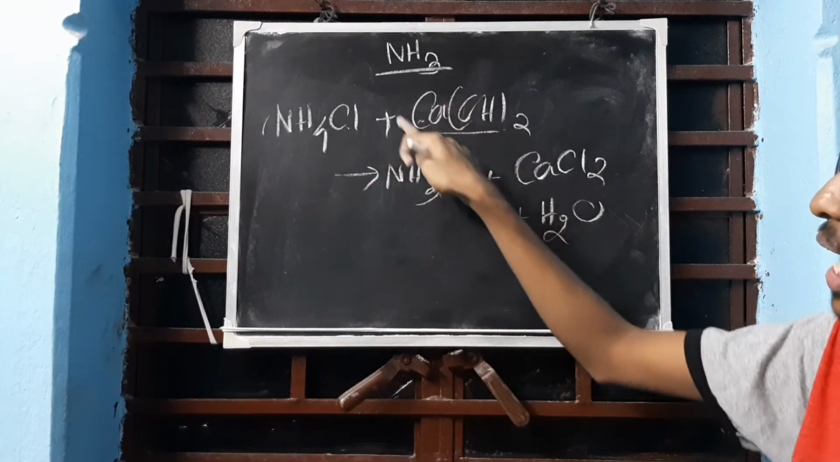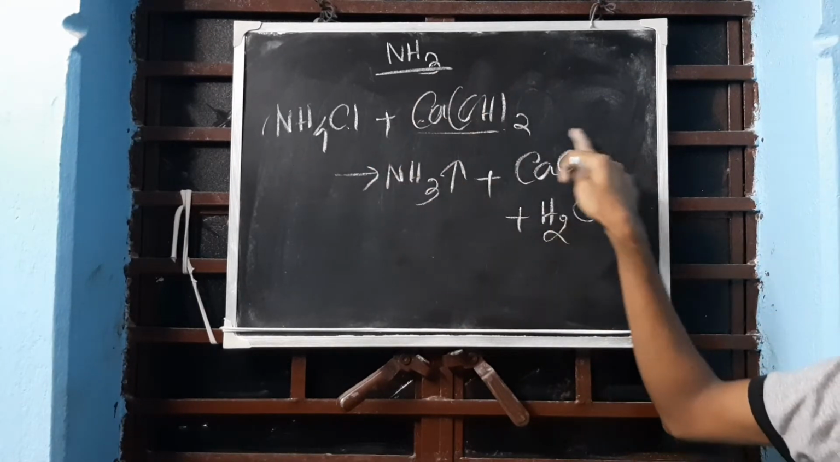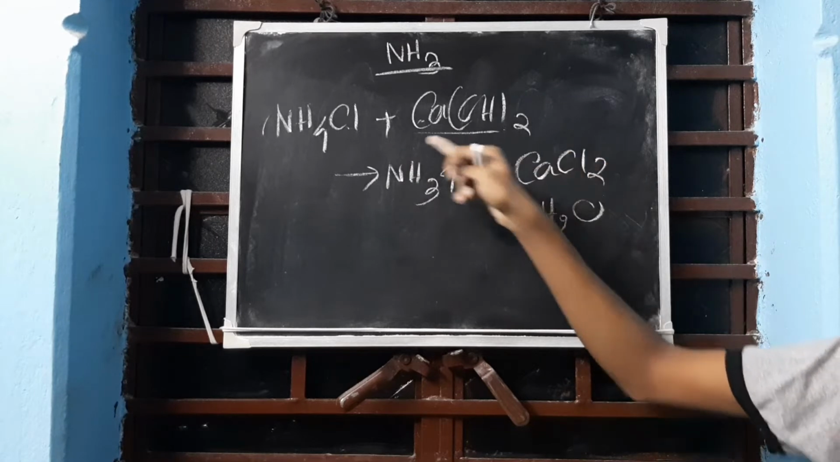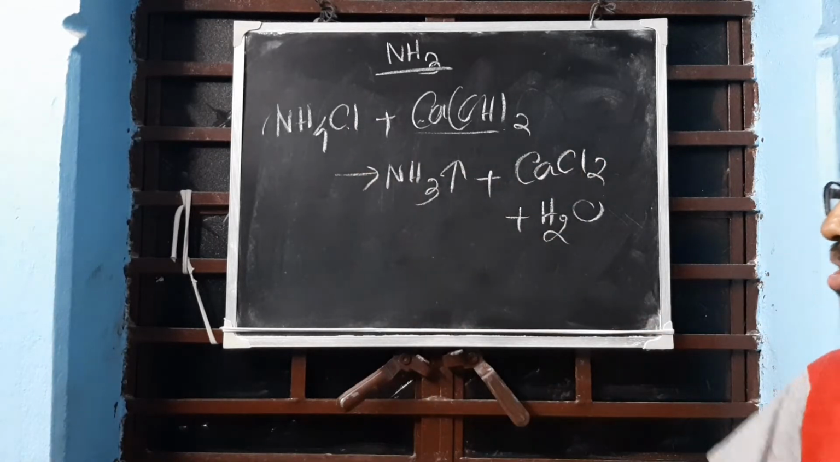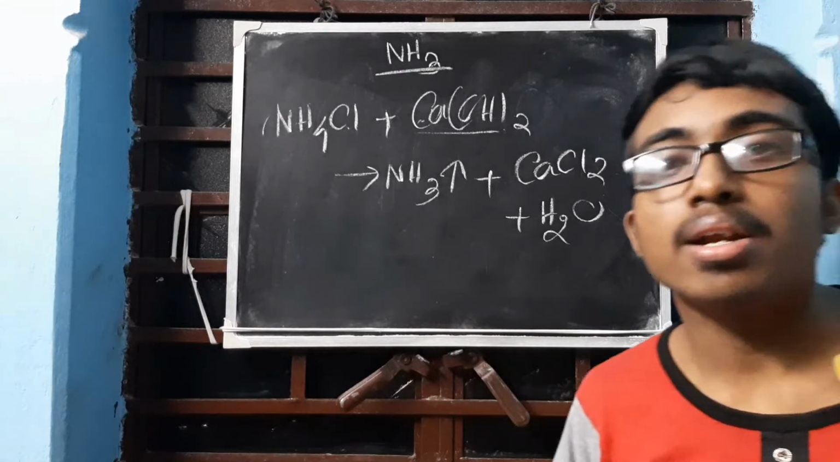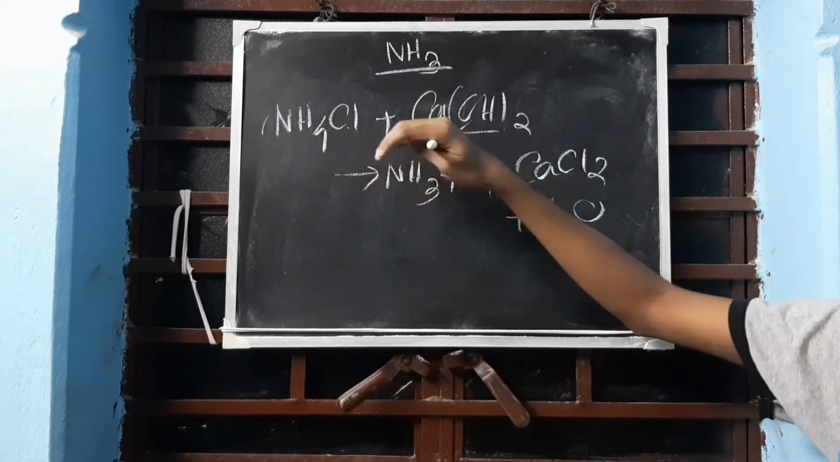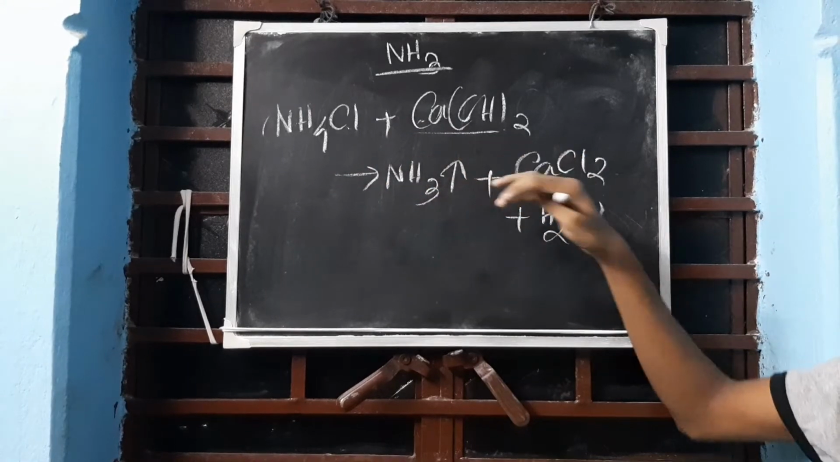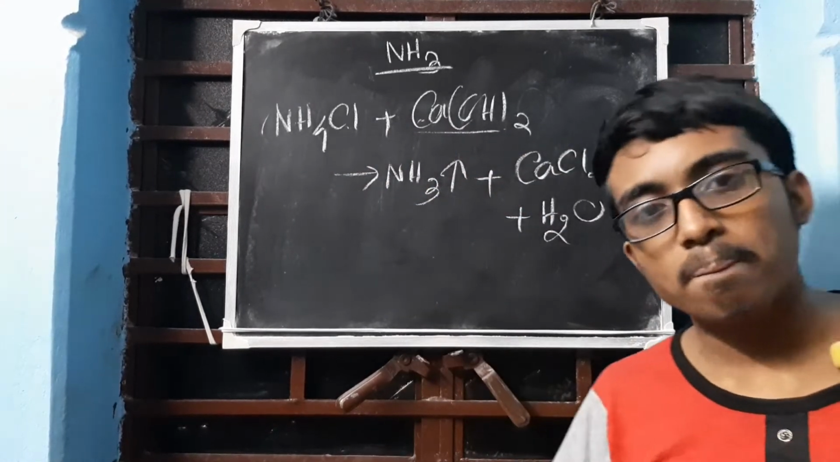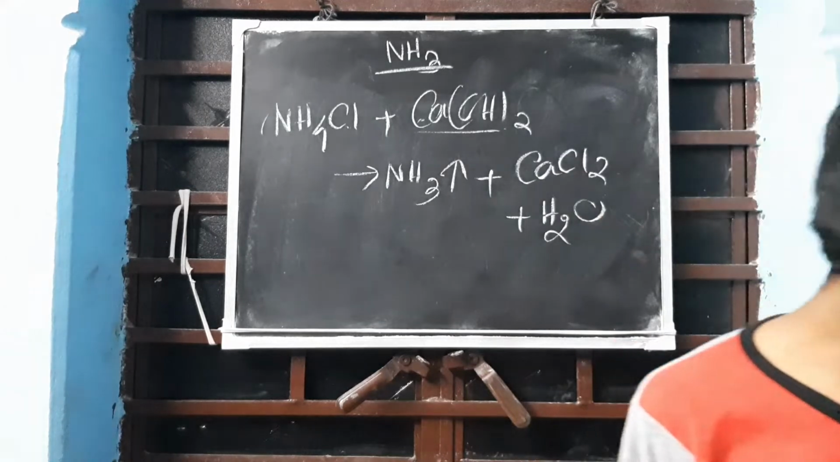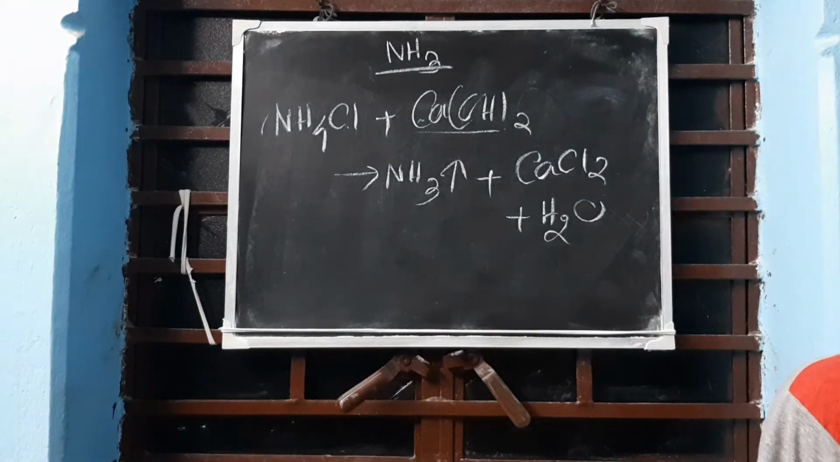Whenever an alkali is used, it will give ammonia plus water and the respective salt. So this is the laboratory preparation reaction that you need to read: NH4Cl plus Ca(OH)2 forms NH3 plus CaCl2 plus H2O. This is the laboratory preparation of NH3.